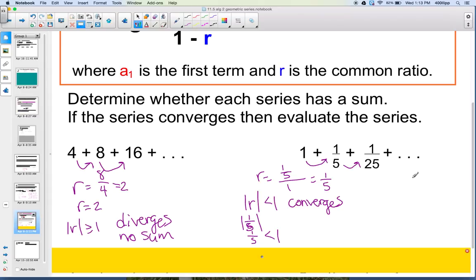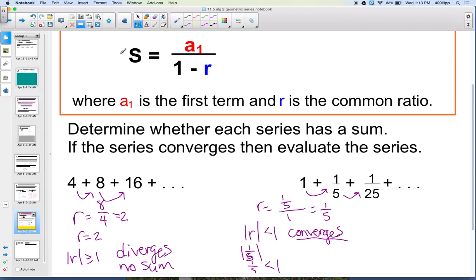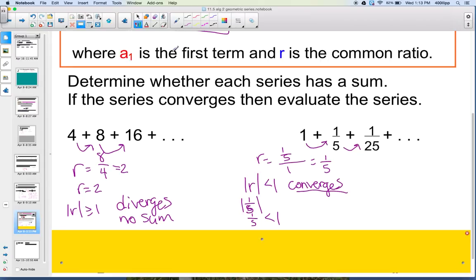Okay, so now since it converges, meaning it's going to get closer and closer to a sum, in order to find that sum, I'm going to use this equation right here. So the sum, s, is equal to a1 over 1 minus r. So plugging that in here, a1, my first term, is 1. I just found my common ratio r. So 1 minus my common ratio r is 1/5.